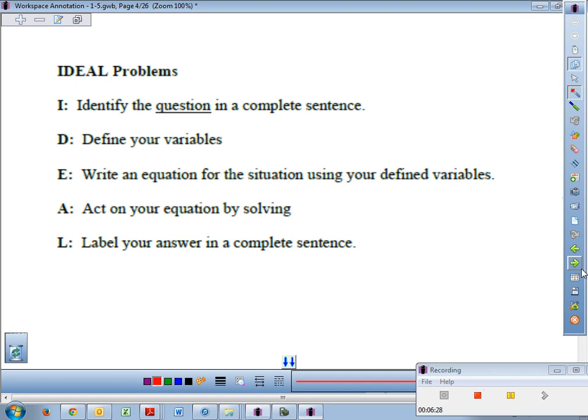IDEAL problems, I make them very, very simple. IDEAL is an acronym, and it's a problem-solving strategy that we used to be really big on here at Hays High. Now it's kind of fallen by the wayside. But for the type of problems we're going to do on the backside, IDEAL is a great strategy.